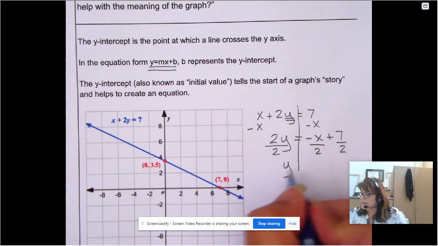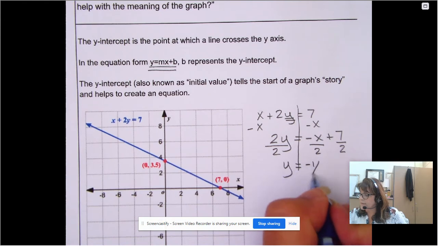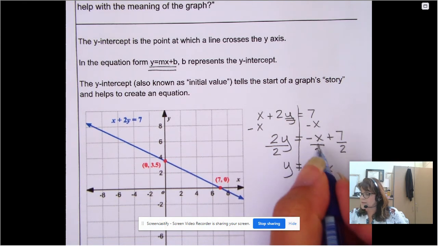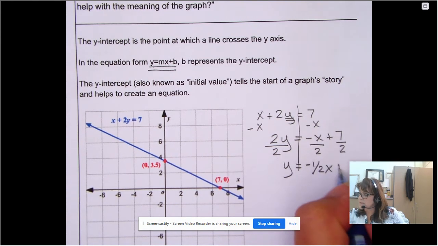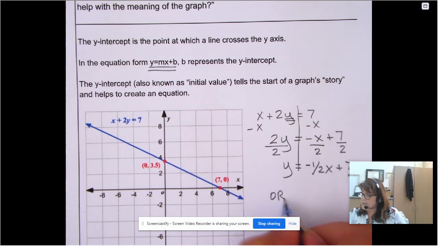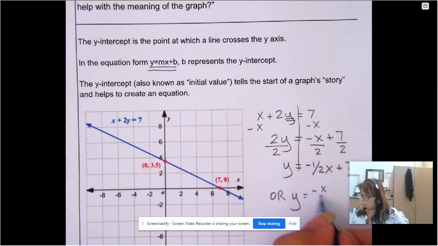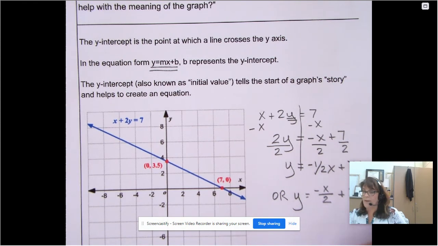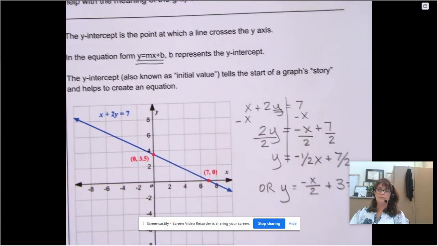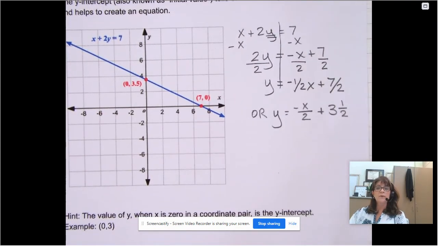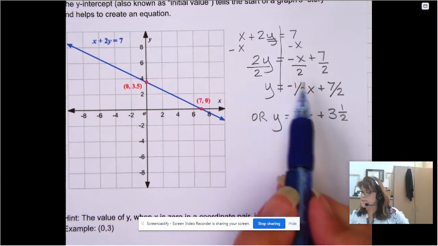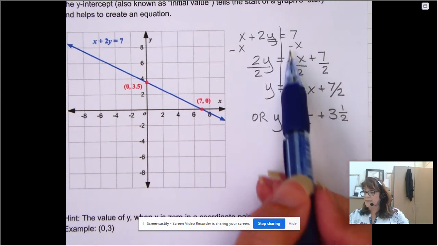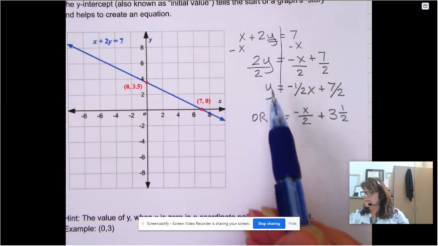So now I have y equals negative 1/2 x, or negative x over 2, plus 7 over 2, or 3.5. So I could write it that way, or that way. They're equally good. Equally good ways of writing this equation. And we will practice with this skill of isolating the y.